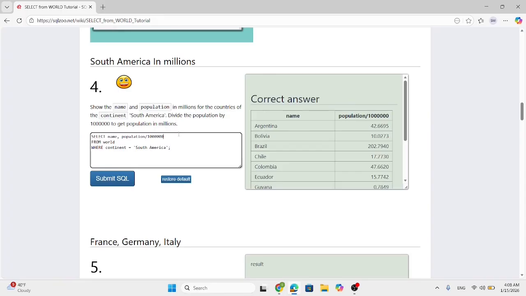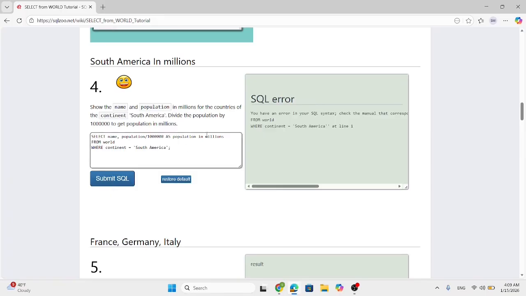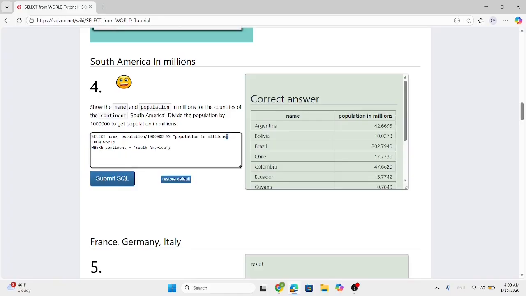If you want to modify this column name, we need to use aliases, A and S. We can write, for example, population in millions. Maybe I forgot this. Yeah, I forgot these things. Yeah, it's working now, and as you can see.